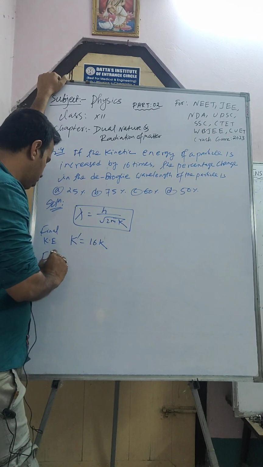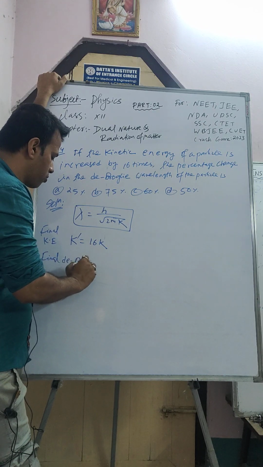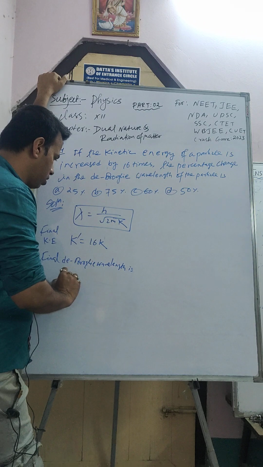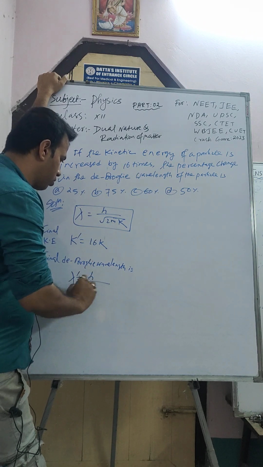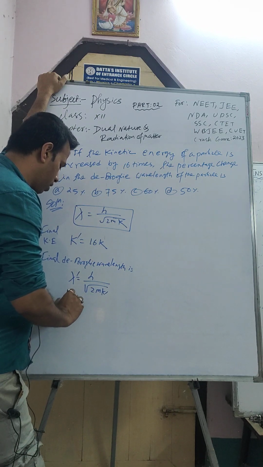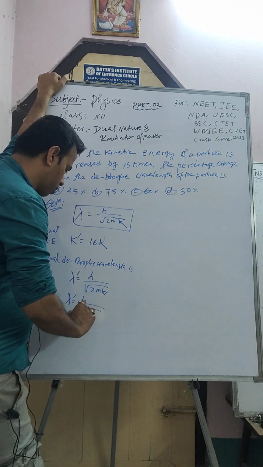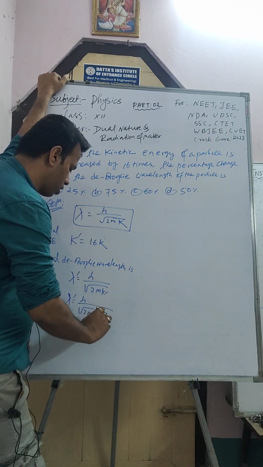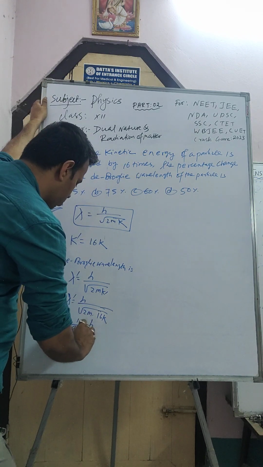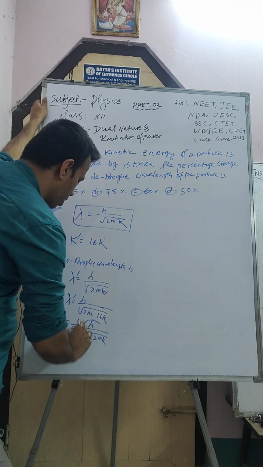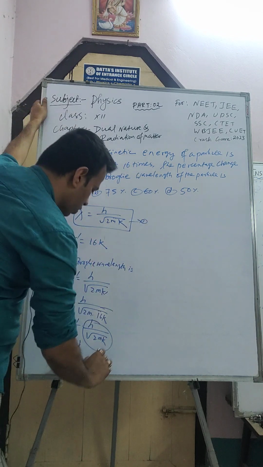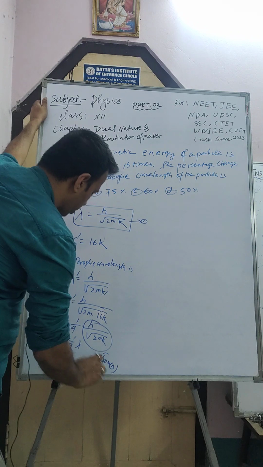So final de Broglie wavelength is what? It will be lambda dash is equal to h by root over of 2m k dash. So lambda dash is equal to h by root over of 2m into 16k. Okay, so if I convert it, it is 1 by 4 h by root over of 2mk. This one is again lambda, right? This one is again lambda from equation 1. From equation 1 we can write this is 1 by 4 lambda.